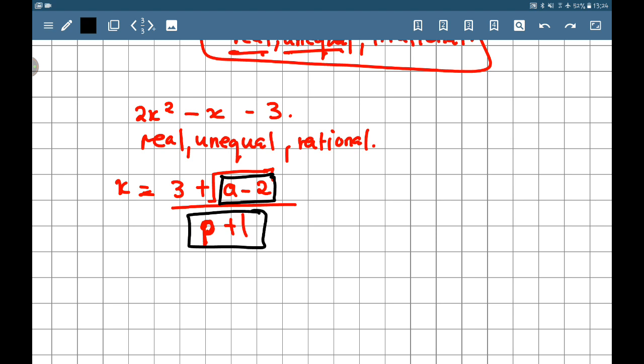Okay, so can we attempt it? Please. For what values of a will x be real? For what values of a will x be real?